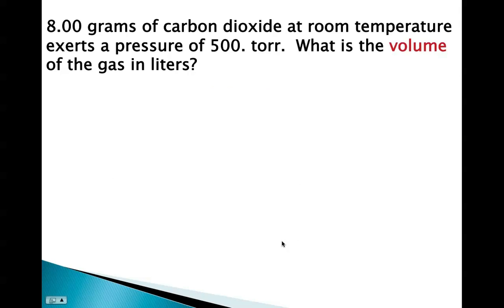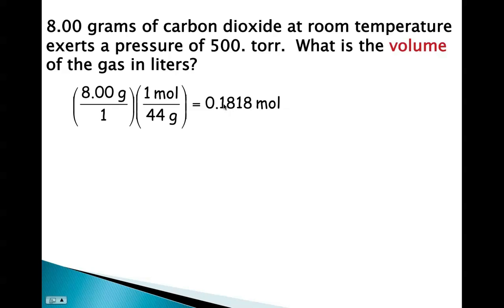All right, this one has a couple of interesting things going on. We're given the amount of carbon dioxide in grams, and we're also given the pressure in torr, or Torricelli. We want to calculate the volume again, but we're going to do a couple of things first. If we're given grams, we need to convert to moles, so I'm going to use the GFM of CO2, that's 44 grams. If I start with my given 8 grams, then the GFM has to go in the bottom of the conversion factor, and that's equal to 1 mole. Multiplying across the top, dividing by the bottom, 8 divided by 44 gives us 0.1818 moles.